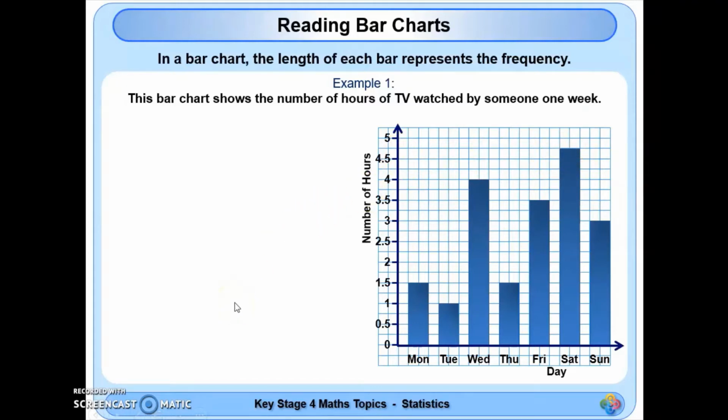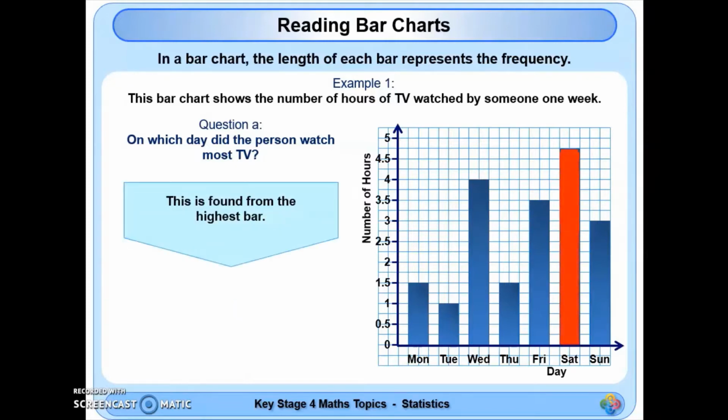So remember, we are very interested in the height of the bars. That is what is going to tell us the frequency. If we look at question A, on which day did the person watch the most TV? Well, we look for the highest bar, which is highlighted as Saturday. So Saturday was the day on which the person in this bar chart watched the most TV. We're looking for the highest bar.